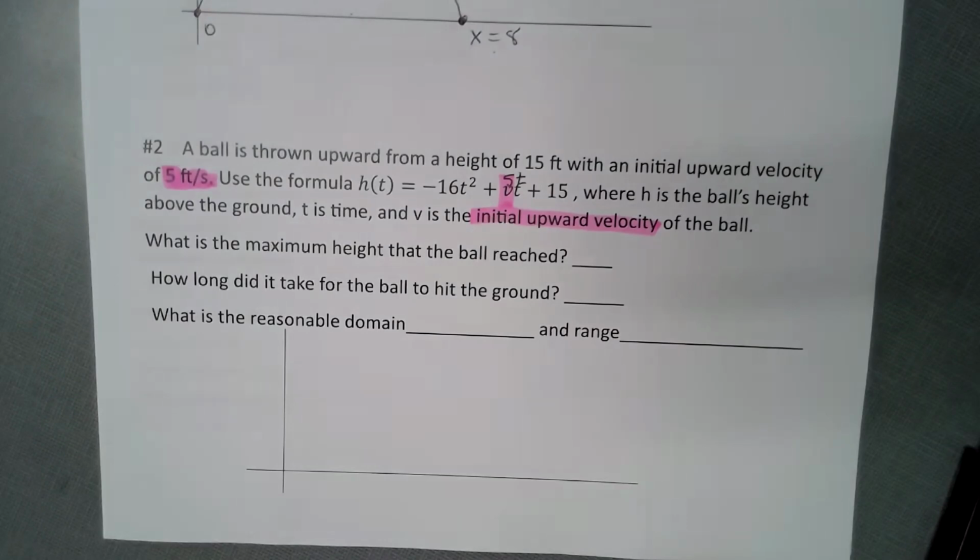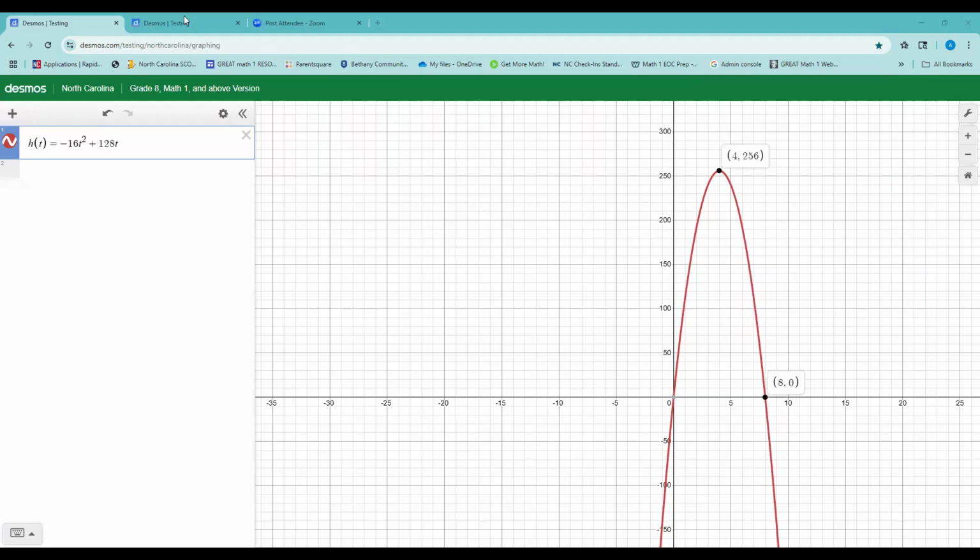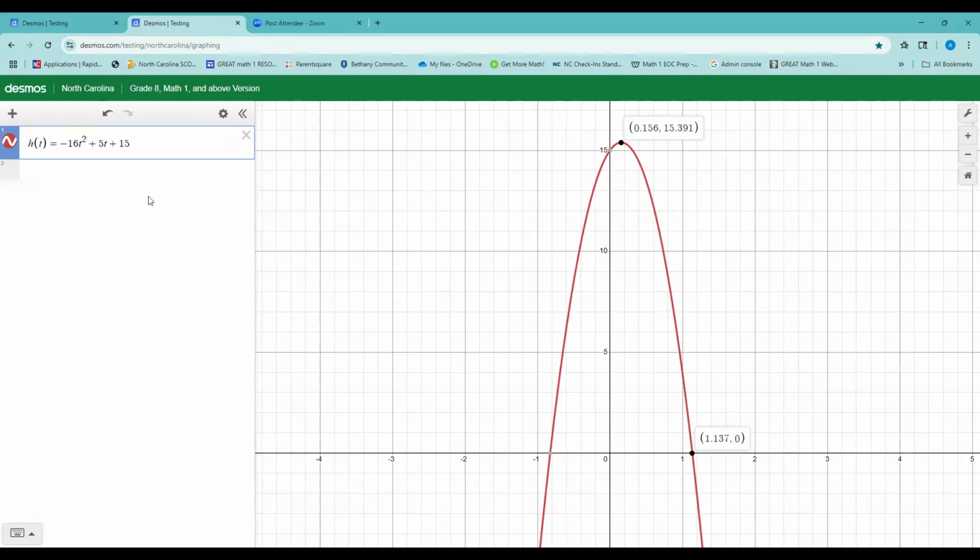Okay, we're back. So let's go ahead and show the answers. If we come over here, I've already put it in, and notice I've got my 5 right here next to my T. I've got my answers. So notice that maximum height is the Y. So we're just going to do 15.4, which is fine. So we're going to write that down. And then time for the ball to hit the ground is over here on the x-axis. Let's just do 1.14.